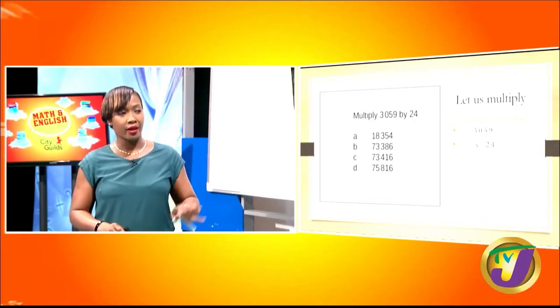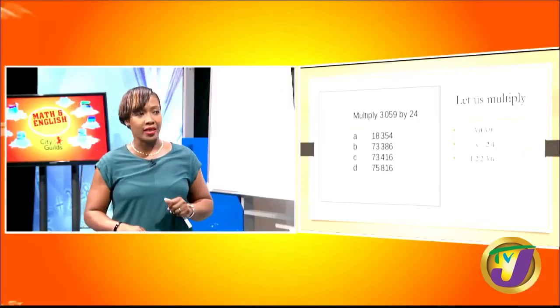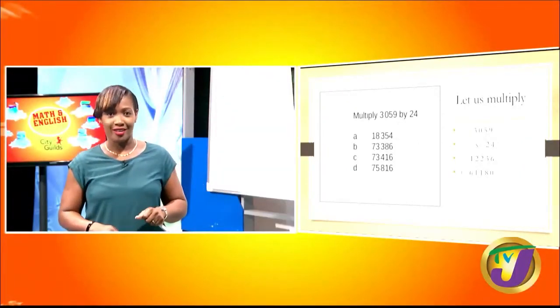So lining up your numbers, you're multiplying by 24. Let's do it together. So 4 multiplied by 3,059 gives us 12,236. Let's run through that together. 4 times 9 is 36. We put our 6 ones down and we put our 3 tens into the tens column. 4 times 5 is 20 plus that 3 gives us 23. And we could continue, but I hope you have gotten the gist.